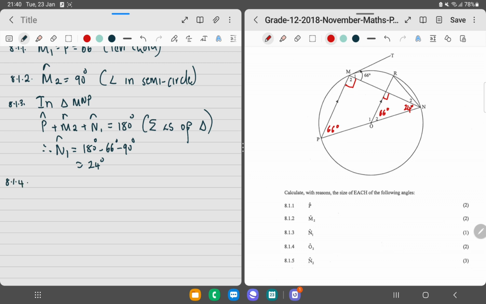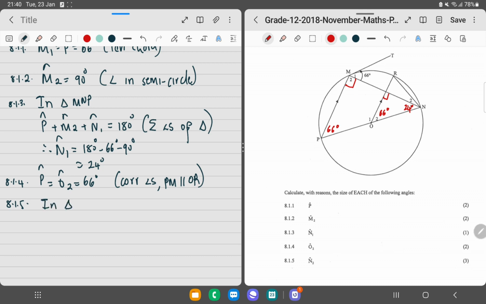8.1.4. We said P is equal to O2, 66 degrees because of corresponding angles. PM is parallel to OR. 8.1.5. The size of N2.